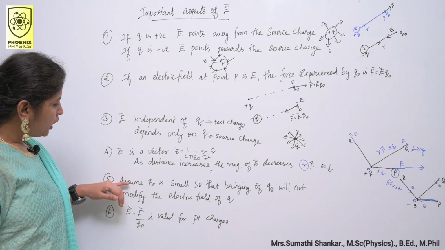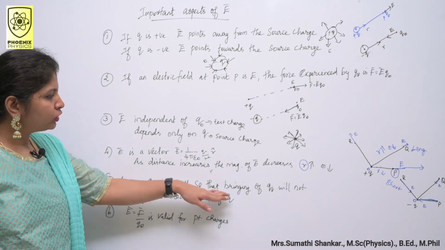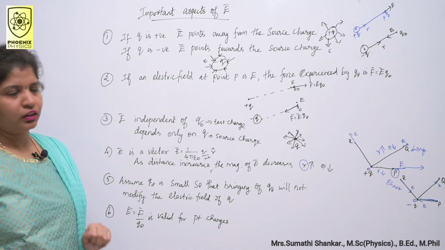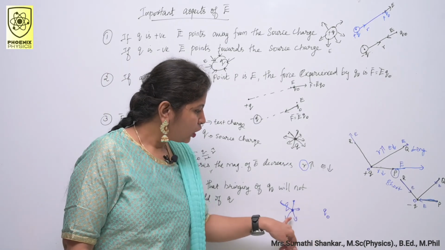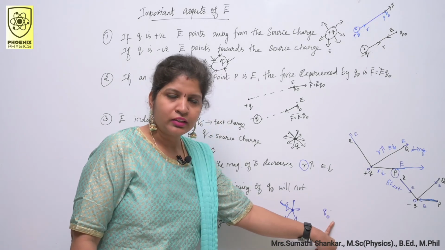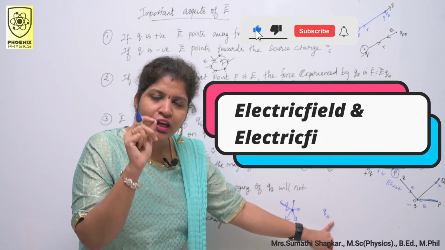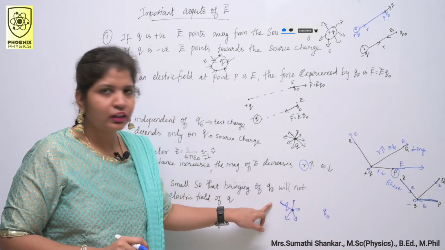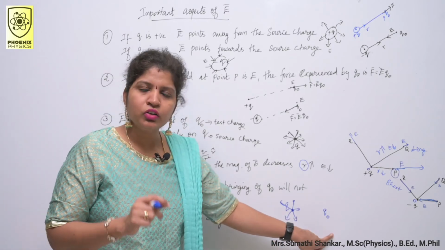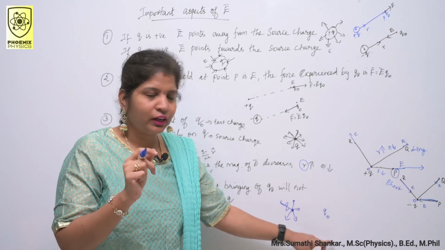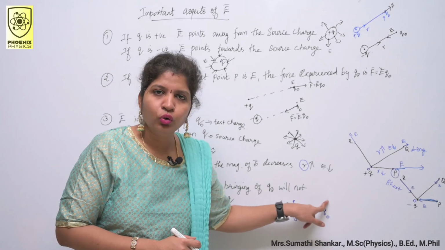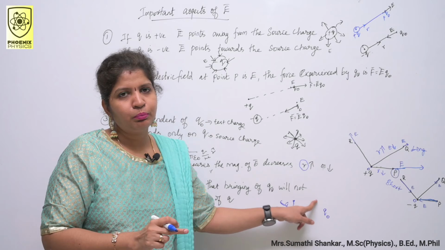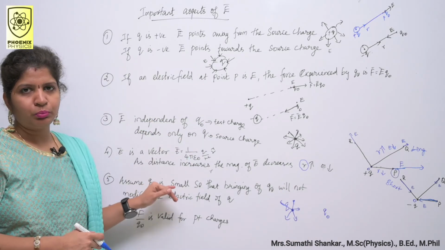And fifth point, assume Q naught is small so that bringing Q naught will not modify the electric field of Q. What is the meaning? Here I have two charges, one is the source charge, another one is the test charge. You know that every charge in the universe creates an electric field. So the source charge creates an electric field like this. Similarly, Q naught is also a charge, so it will create an electric field. But the electric field of Q naught will not modify or affect the electric field created by the source charge. This is the meaning of the fifth point.